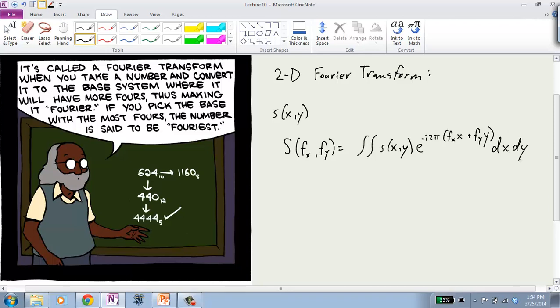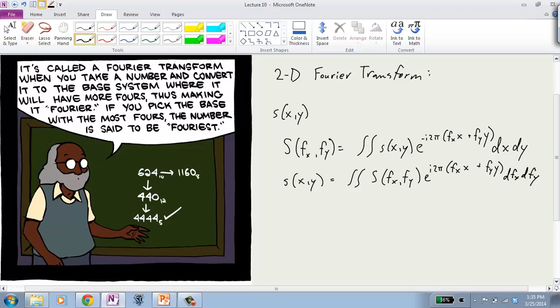Okay, and the inverse is exactly the same thing with the minus removed. So s of xy equals the double integral of capital S, and it's just an e to the positive i 2 pi. Same thing up here. Whoops, it should be dfx, dfy.